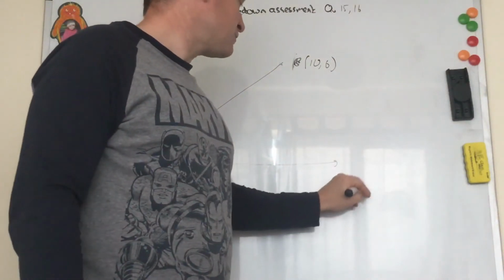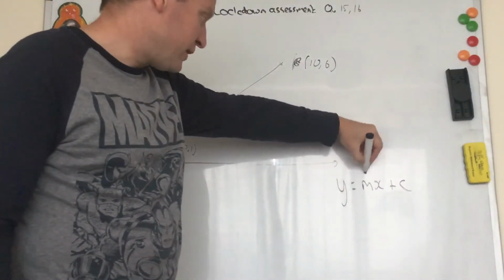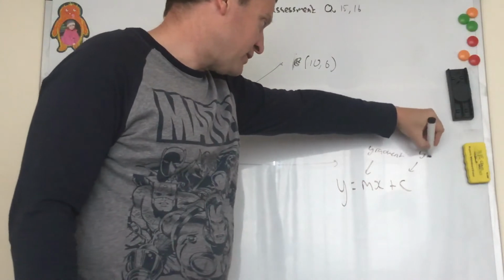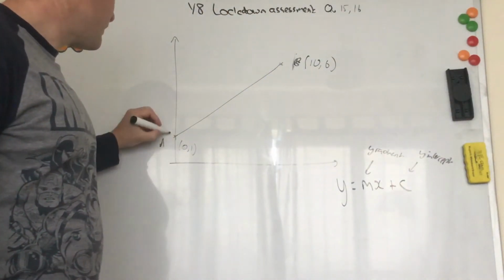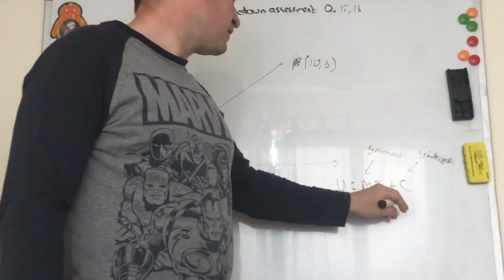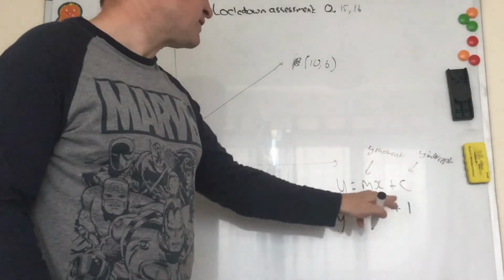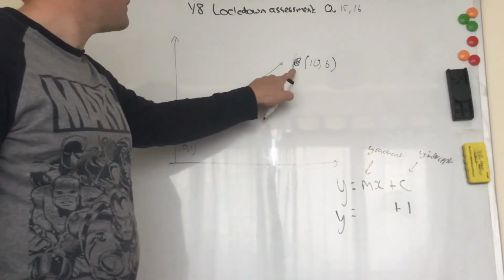The equation of a line is y equals mx plus c, where m is the gradient and c is the y-intercept. Now the good thing is we've got the y-intercept, we know it goes through 1. So we know it's going to be plus 1 at the end. So it's y equals the gradient times x plus 1. So we need to work out the gradient of this line, how steep it is.